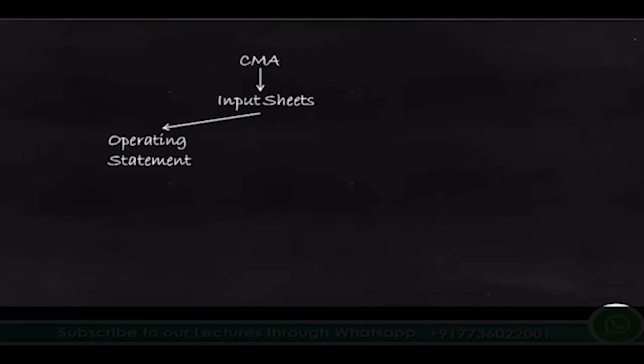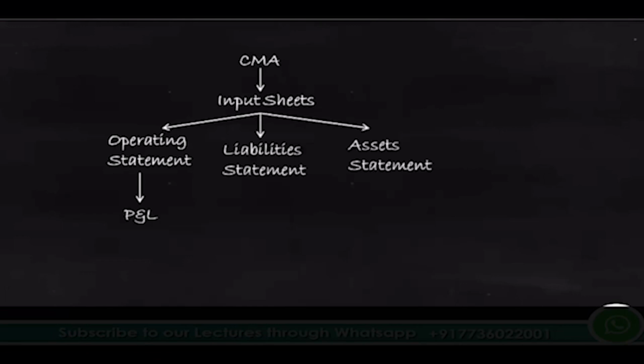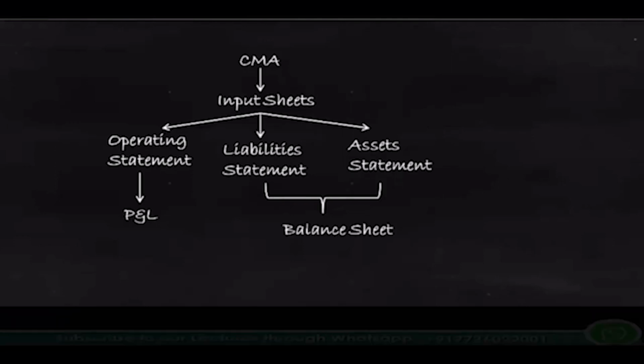So the CMA will have 3 input sheets. The first sheet is called the operating statement, which is nothing but transferring all the data from the profit and loss statement of the customer. The second statement is called the liability statement, and the third statement is called the asset statement, and details for all these will be lifted from the balance sheet. We'll see how a typical CMA will look.